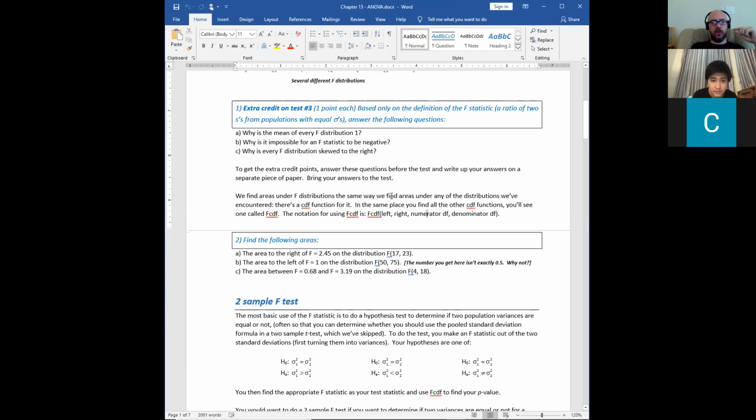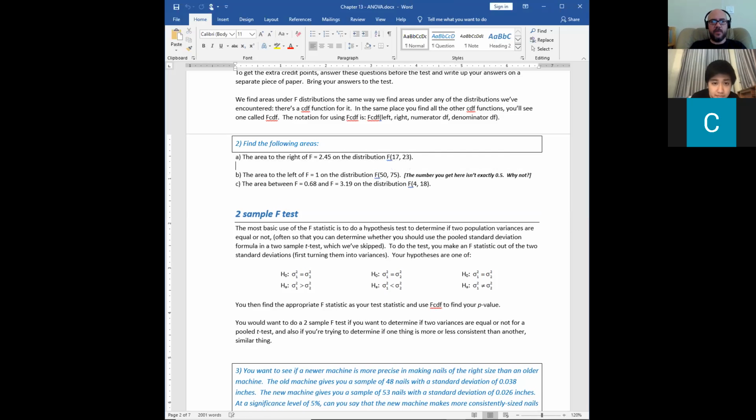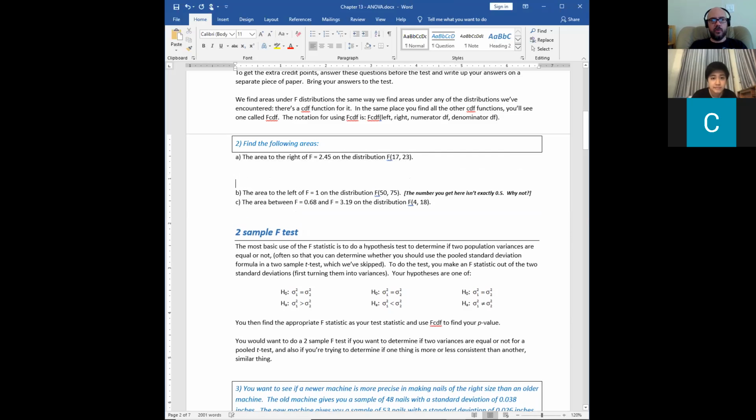So here's a little bit of practice for you. Try to use your calculator to find the area to the right of 2.45 on that F distribution. This is 17 numerator degrees of freedom and 23 denominator degrees of freedom. See if you can do that in your calculator, and I'll type out the command in here too. So have a shot at it.